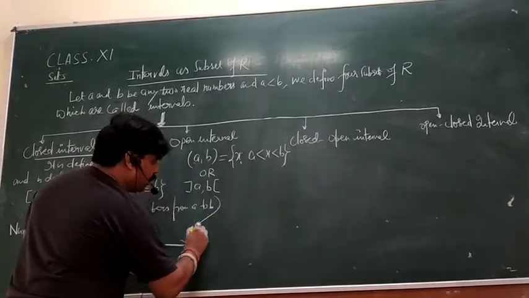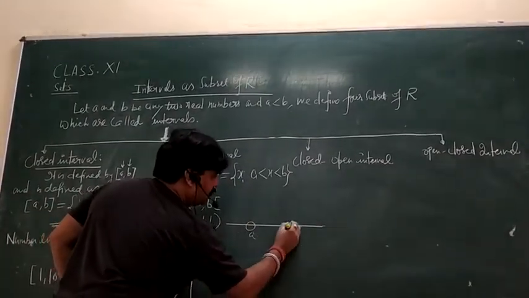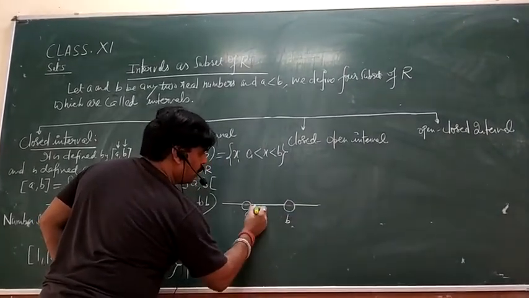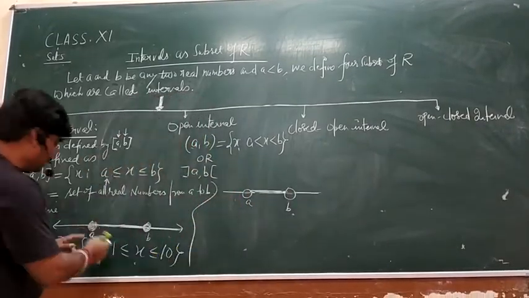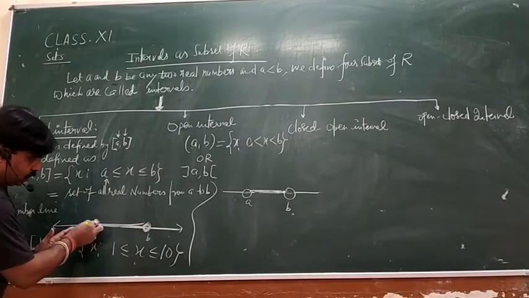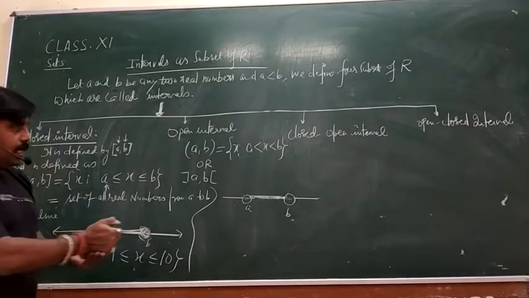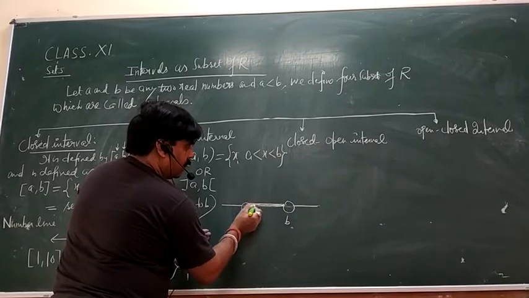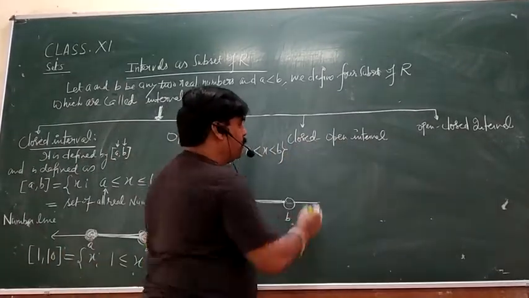If you represent it on a number line, suppose this is a and this is b. They should not be darkened. a and b are not included. Only this darkened portion between them is included. In the closed interval we darken a and b, so both are included, but here a and b are not included, so we do not darken them. So that is the open interval.